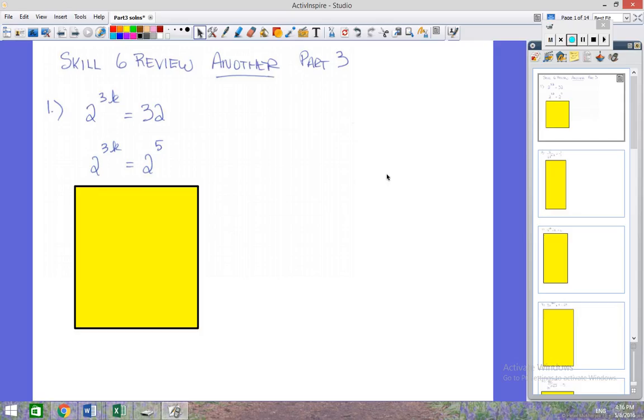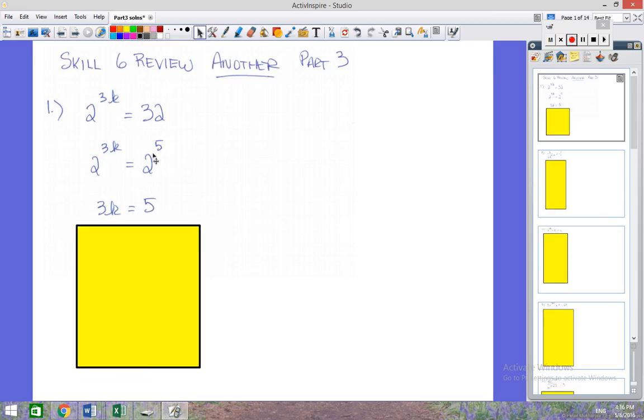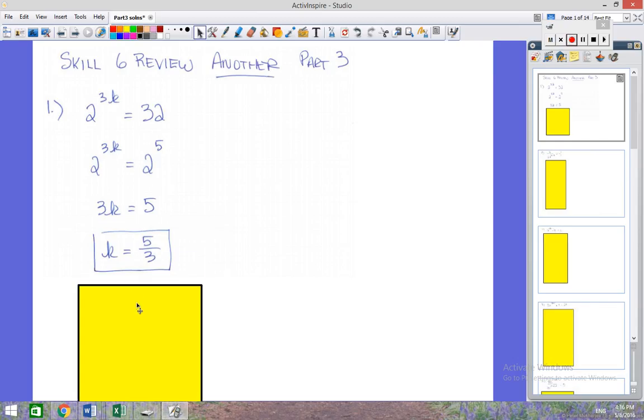Well, now we have a property of exponents that they're called one-to-one functions. What that allows us to do, if the numbers are the same and the bases are the same, then these exponents must be the same. It's incorrect to say that these bases cancel, but I know that's how students think about it. So anyway, this 3k just has to represent the number 5. So now divide each side by 3 and you have your solution.